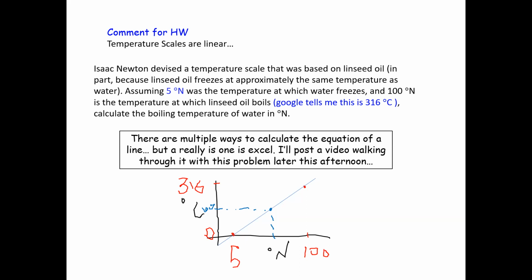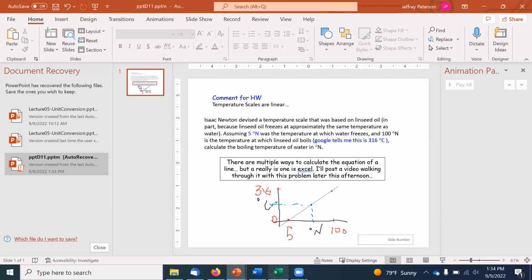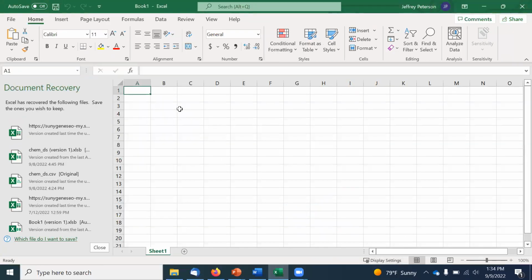Right? There are lots of different ways you can do this, but Excel is useful. And so that's what I want to show you here. If I can switch. Here's how I would do this. I'm going to put in my data points. So degrees C and degrees Newton, I'm going to enter the data. 0 degrees C is 5 degrees Newton. 316 degrees C is 100 degrees Newton. That's right.